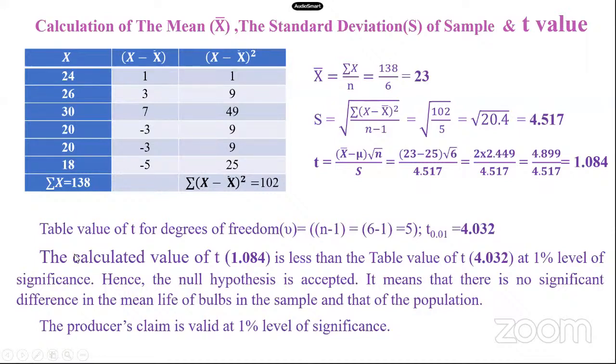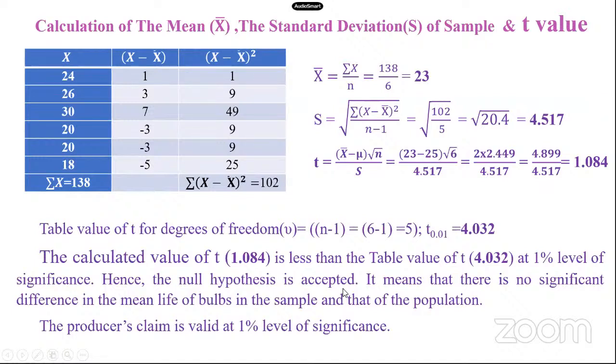Now compare the calculated value with the table value and then decide whether the hypothesis is accepted or rejected. Okay. The calculated value of t, that is 1.084, is less than the table value of t, that is 4.032, at 1% level of significance and 5 degrees of freedom. Hence, the null hypothesis is accepted.